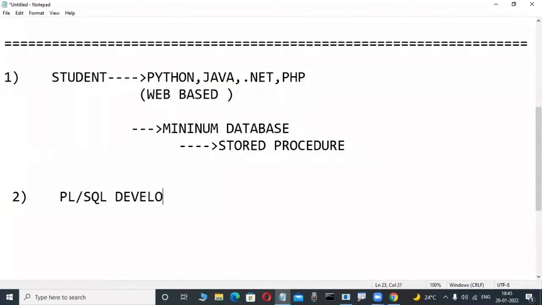PLSQL developer jobs are available without any knowledge of Java, .NET or front end. Maybe they are non-technical persons without very good programming skills. Then PLSQL developer jobs are there. Maybe there is a gap of two, three years. Those persons are in our course.